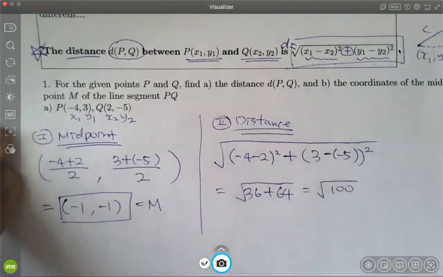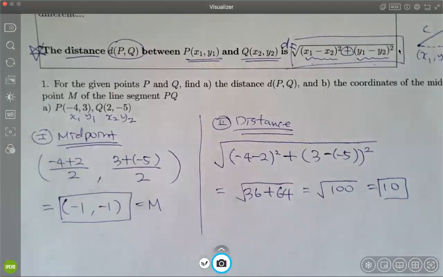Can we simplify this further? What is square root of 100? 10. 10, right? Yes. Okay, so 10 is the distance between these two points. Okay, can I go to the next page? Yep.